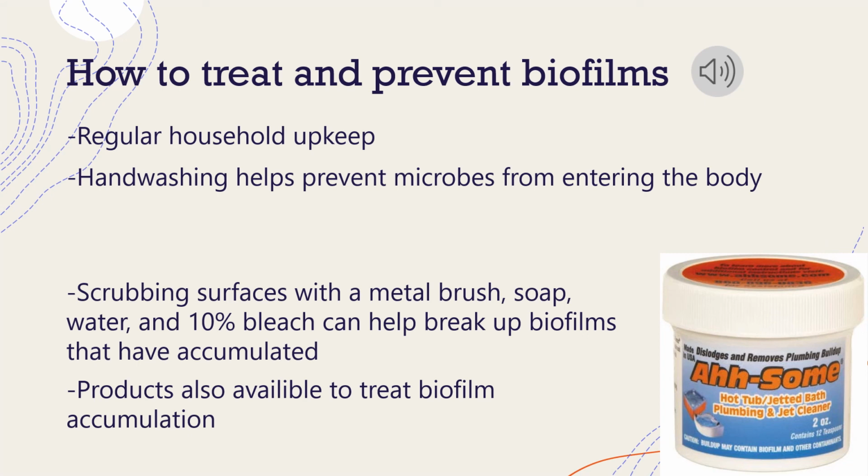Hand washing frequently also protects you from microbes that could accidentally enter your body, just in case they're sitting on any surfaces. In a situation where you do come across any biofilm growth, they can be removed by scrubbing the surface with a metal brush, soap, water, and 10% bleach. There are also products that are commercially available to treat biofilm accumulation, and one example is the ASUM product, which helps get rid of biofilm that is accumulated in a hot tub.